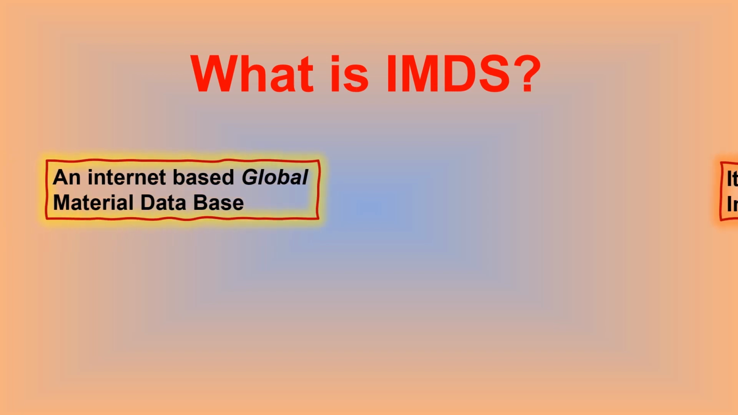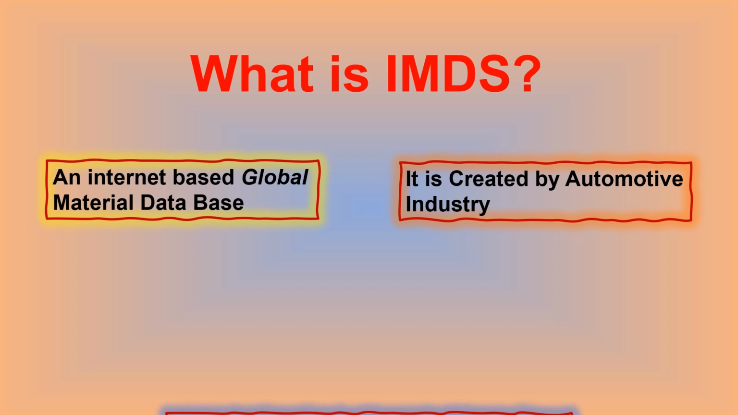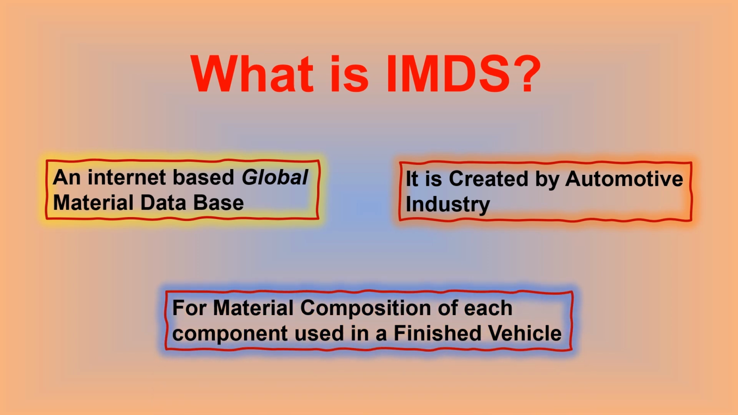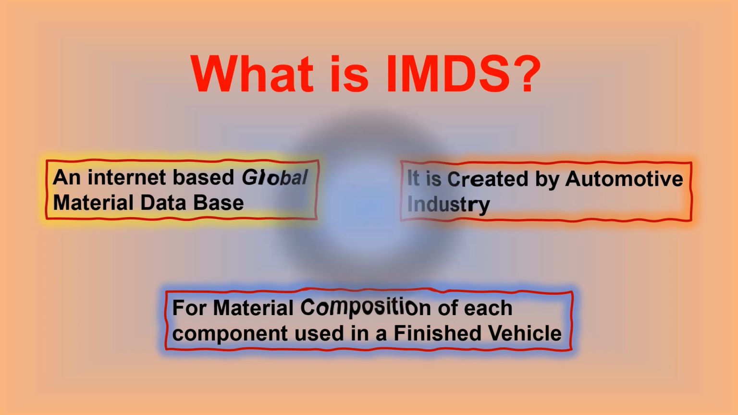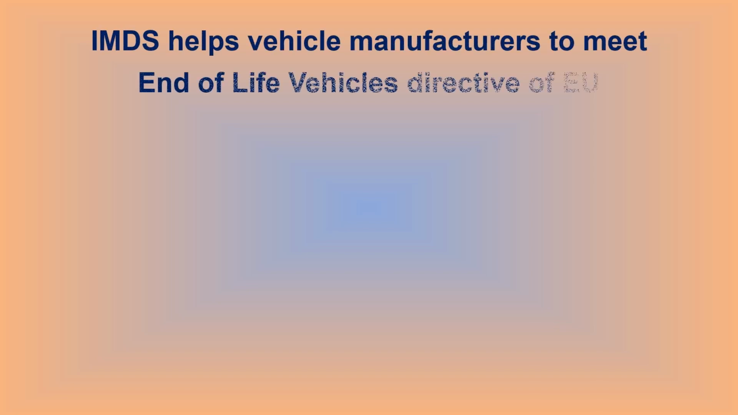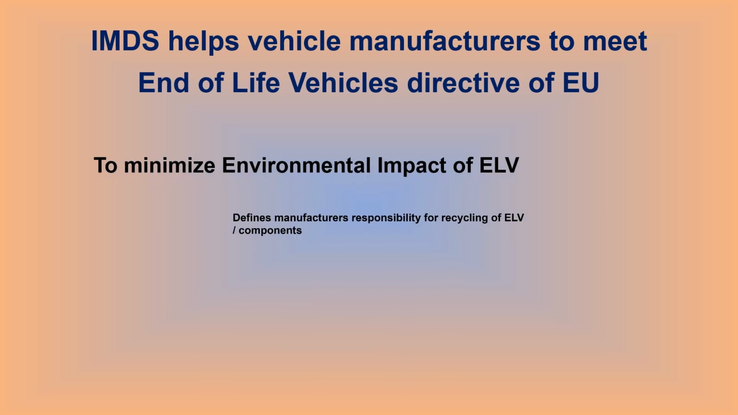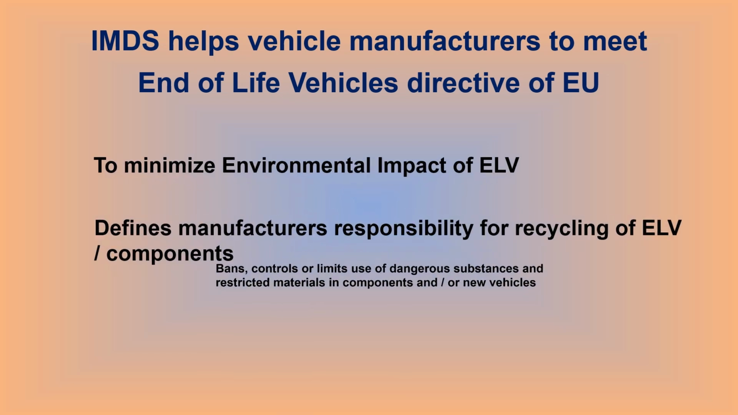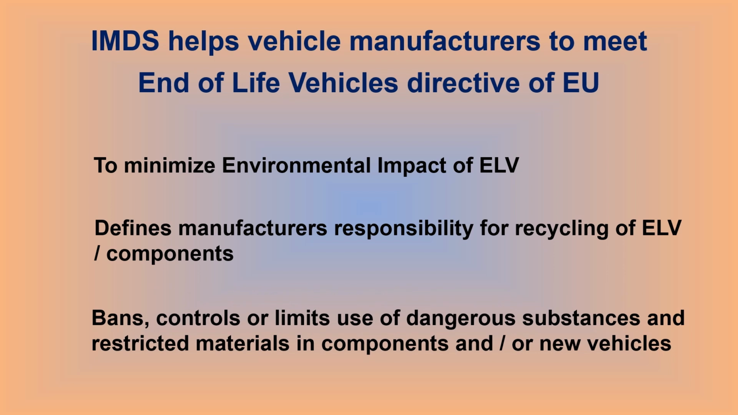It's an internet-based global material database. It was created by the automotive industry. It's for the material composition of each component used in a finished vehicle. IMDS helps vehicle manufacturers to minimize the environmental impact of ELV or end-of-life vehicles. It defines manufacturers' responsibility for recycling of ELV components. It bans, controls or limits the use of dangerous substances and restricted materials in components and or new vehicles.